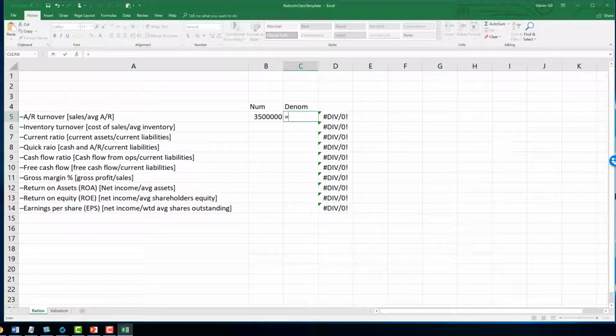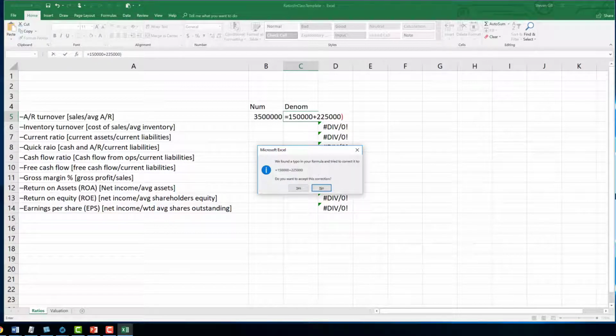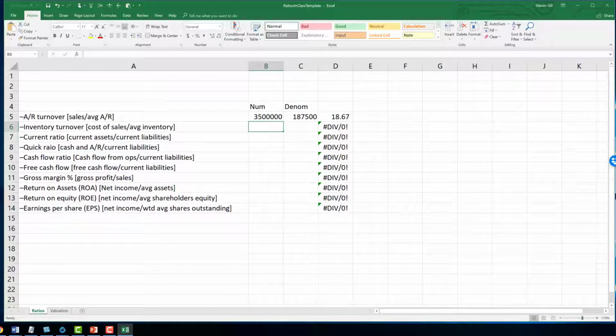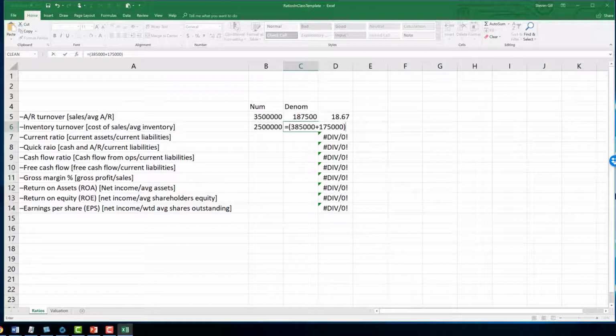So average accounts receivable is going to be 150,000 plus 225,000, and of course we want to divide that by 2. All right, next we can go on to inventory turnover. So inventory turnover is cost of sales divided by average inventory. This time I'm going to get it right from the get-go. 385 plus 175 divided by 2.